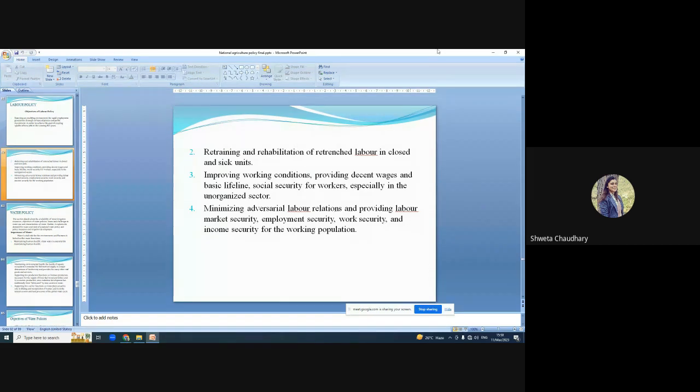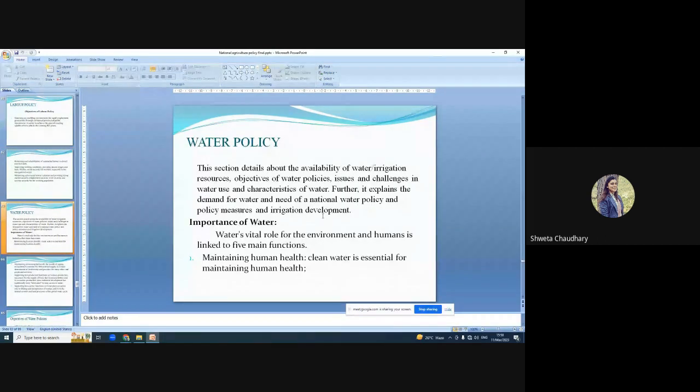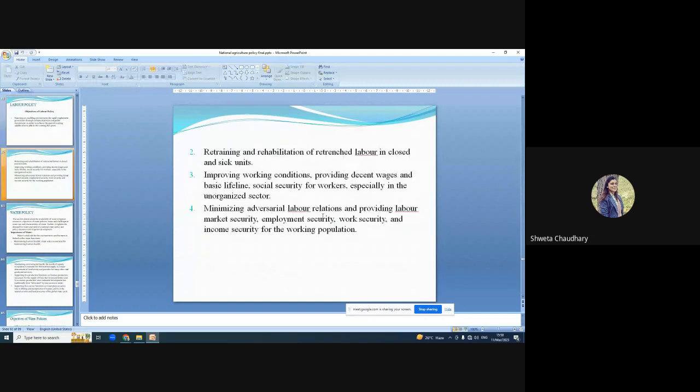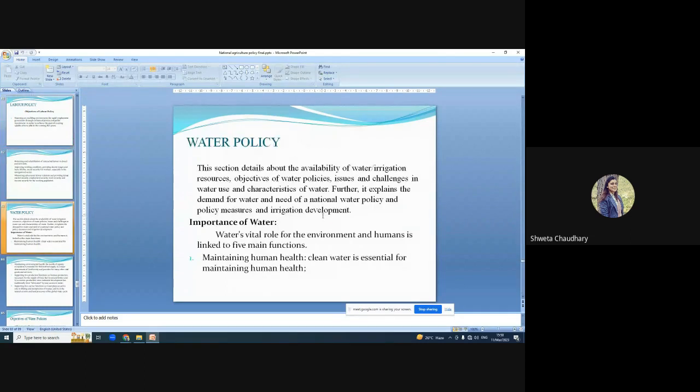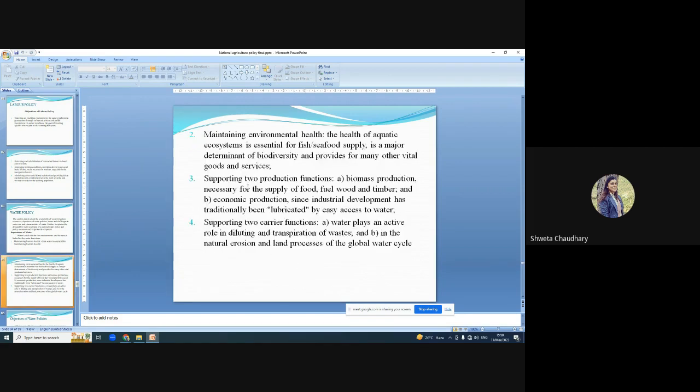So there are certain policies. Then we have water use policies. After the labor, we have water use policies. In water use policies, it means the water of our country should be neat and clean. It should be good enough to maintain human health. So we have various measures that are being taken to improve the quality of the water.